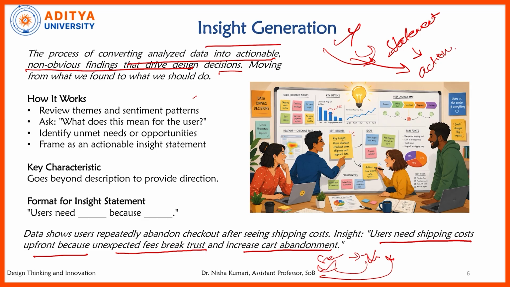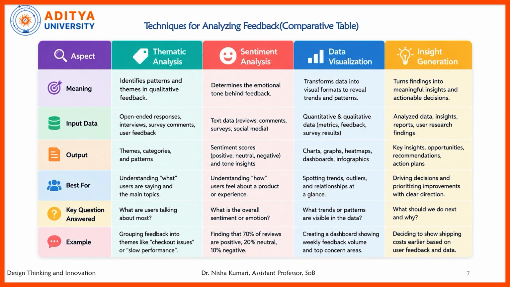So in insight generation, the data which we got, we turn into statements which tell us what actions are required and the reasons for those actions. Overall, thematic analysis identifies patterns from qualitative feedback. Sentiment analysis determines the emotional tone behind the feedback given by users. Data visualization transforms the data into a visual format to reveal trends and patterns. Insight generation gives you meaningful insights to take actionable decisions regarding the feedback we collected.